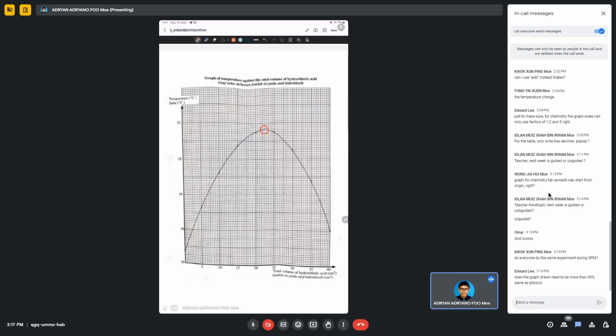Okay, graph for chemistry tak semestinya nak start from origin. No, not necessarily. Next week guided or unguided? Itu Puan Nur Rafiqah je yang boleh jawab. Tu guided. Okay. Then do everyone do the same experiment? Yes. Semua satu Malaysia will do the same experiment in SPM. And then does the graph drawn need to be more than 50%? Same. Yes, mesti. Just now already mentioned, the size must be 50% more than the graph paper.